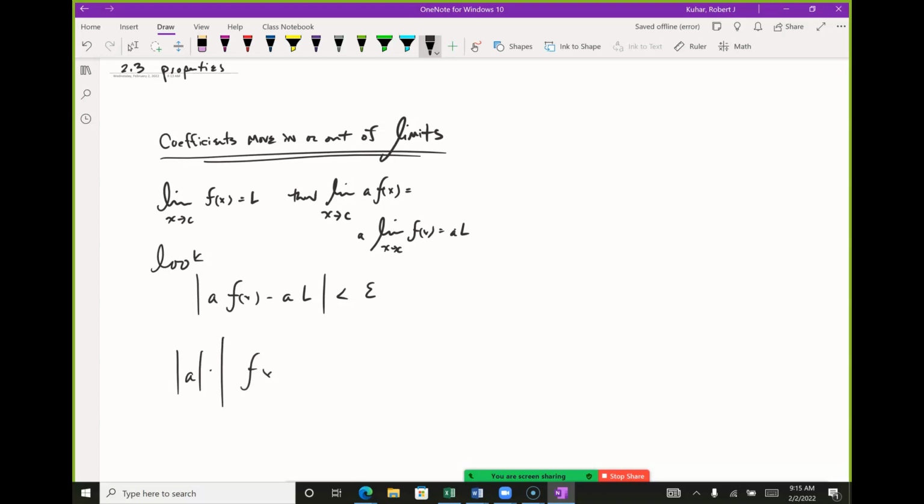So now I have a delta for this part, and then all I have to do is change my delta by a little bit, by a factor of absolute value of a. And then I get the right delta for this new limit. This is a little abstract, so if it's bothering you, don't let it bother you.